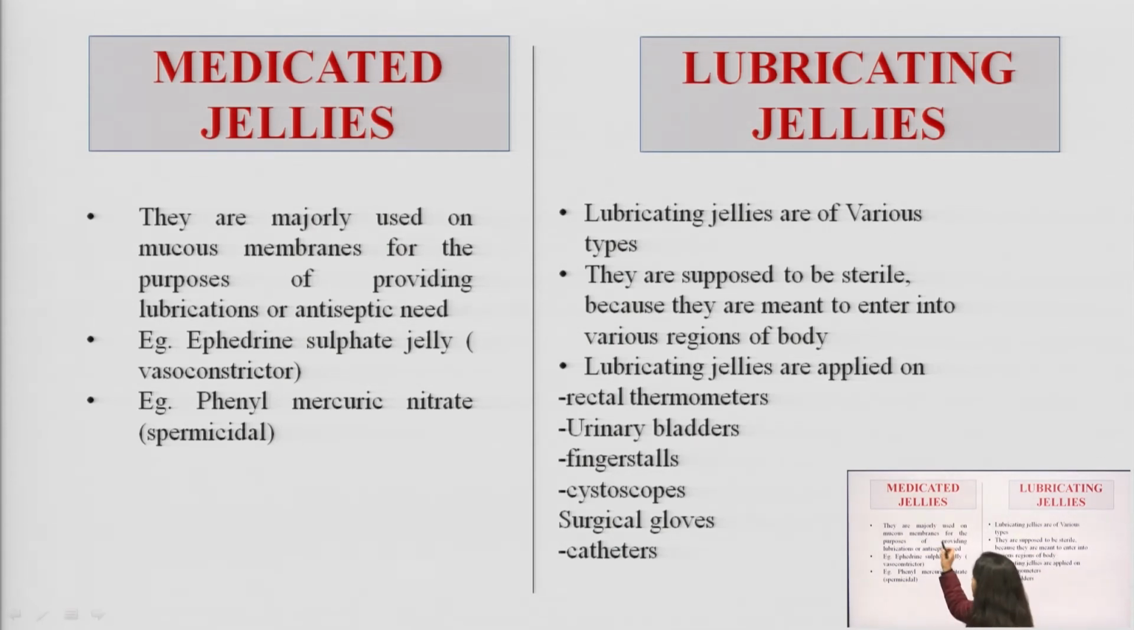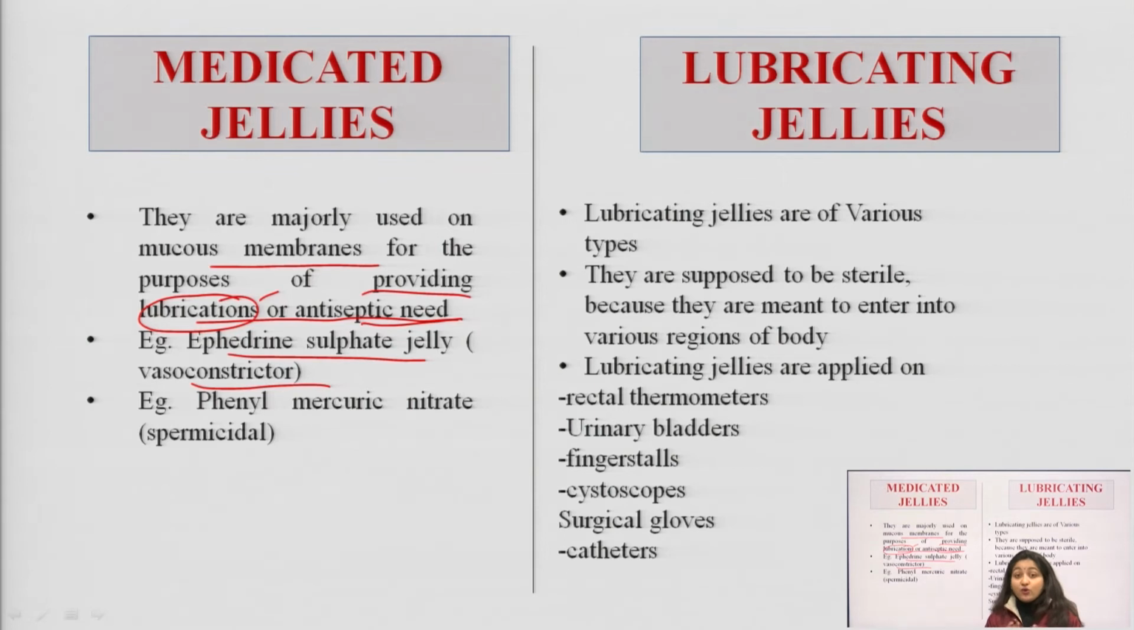Medicated jellies are majorly useful for mucous membranes for the purpose of providing lubrication or for antiseptic purposes. If you want lubrication, we can use lubricating jellies, but for an antiseptic need we can definitely go for medicated jellies. Examples include ephedrine sulfate, which is a vasoconstrictor. An ephedrine sulfate jelly is an example of medicated jellies. Another is phenyl mercuric nitrate, which is a spermicidal.